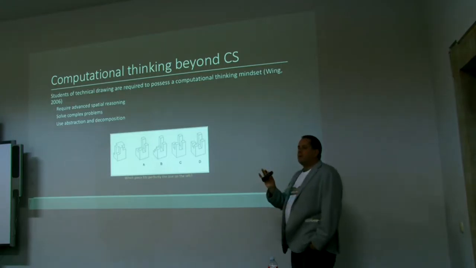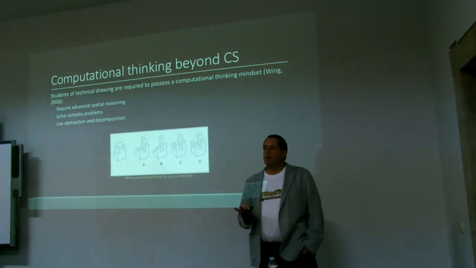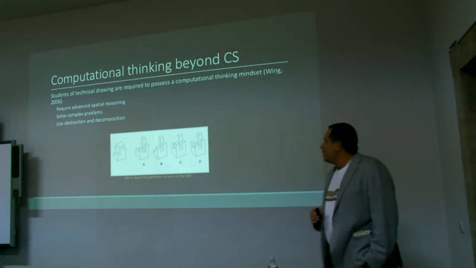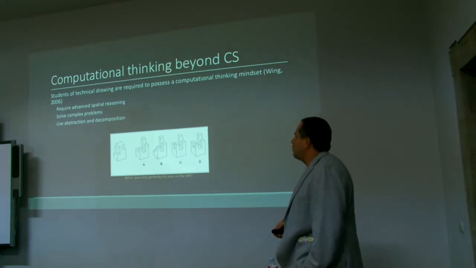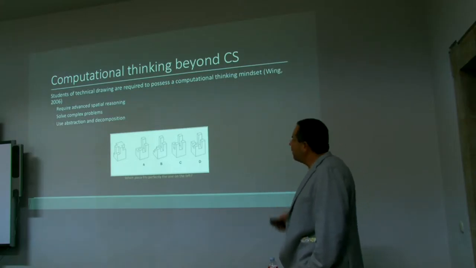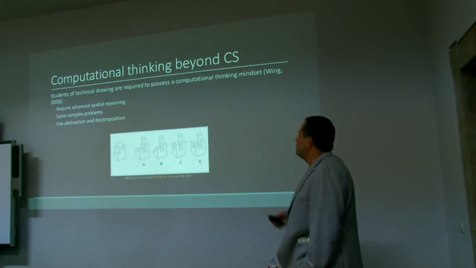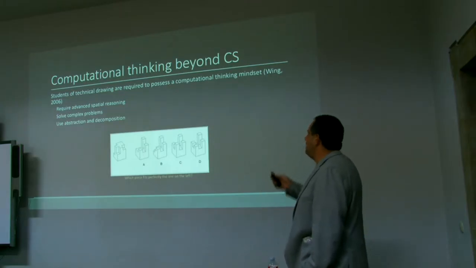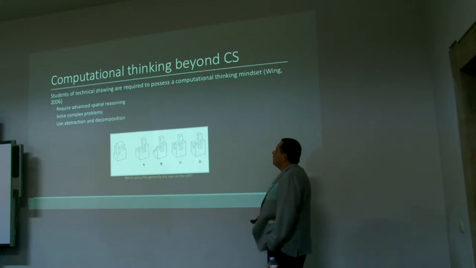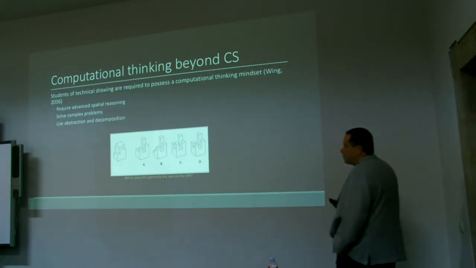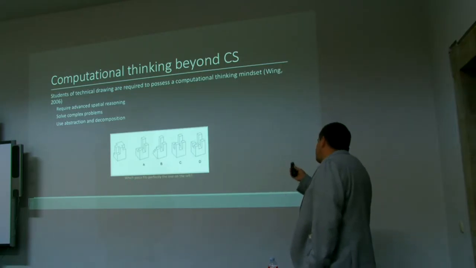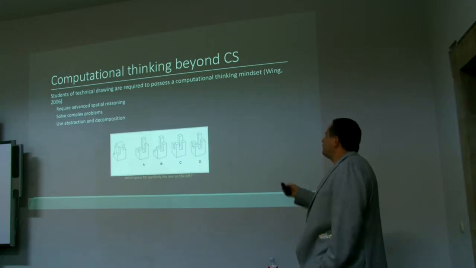This type of student is focused on studying architecture or technical architecture, building engineering, okay, with the same name. They require advanced spatial reasoning. They require solving complex problems. They require using abstraction and decomposition of the space, of the 3D space. For example, this can be a question that you can find in a pre-university test of technical drawing: which piece fits perfectly the one on the left.